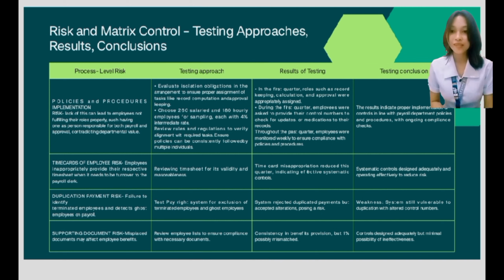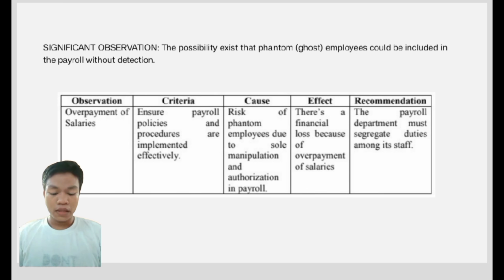Next, the systematic controls are designed adequately and operating effectively to reduce risk. Weakness: the system is still vulnerable to duplication with altered control numbers. Lastly, controls are designed adequately with minimal possibility of ineffectiveness. Significant observation: the possibility exists that phantom or ghost employees could be included in the payroll without detection. So observation: overpayment of salaries.